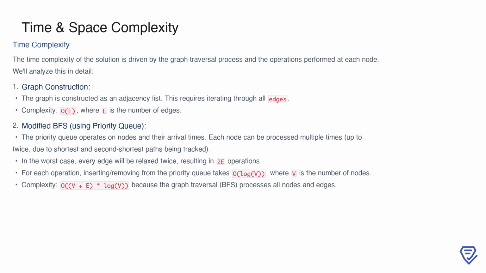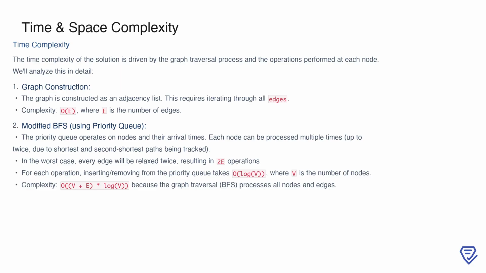Here, we begin by analyzing the time complexity of the solution. The first step is the graph construction, where we build an adjacency list. This requires iterating through all the edges in the graph, which gives us a complexity of O(e), where e is the number of edges. Next, we consider the modified BFS algorithm.